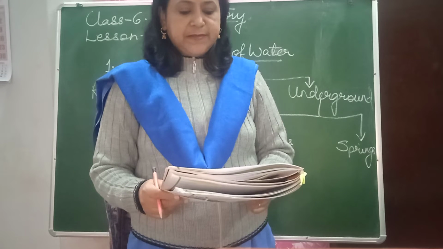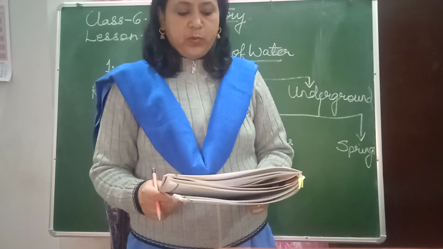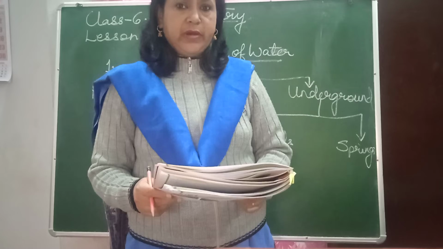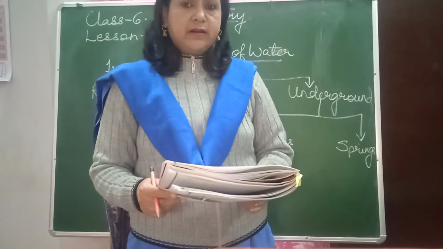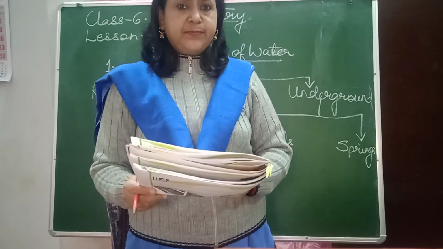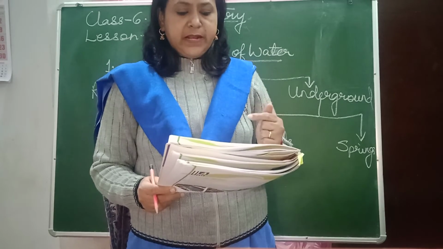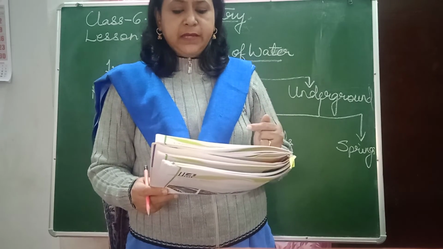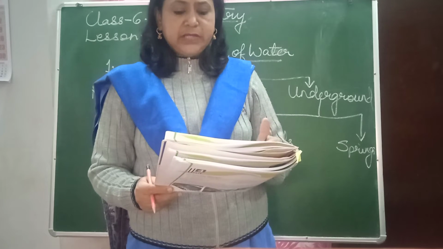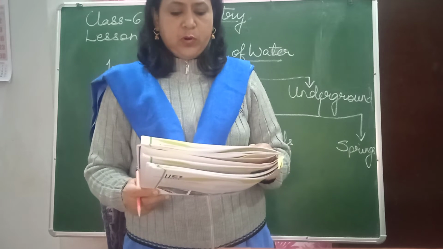Surface water. Surface water is that which is present on the surface of the earth. It is formed due to rainwater, river and lake water and seawater. So children, rainwater you have understood. It is distilled water which comes from the sky, and it has some impurities also in it. Whereas surface water is found in the form of rivers, lakes and seawater.